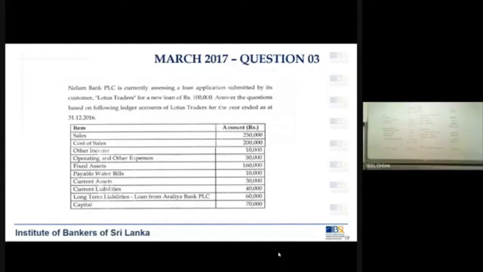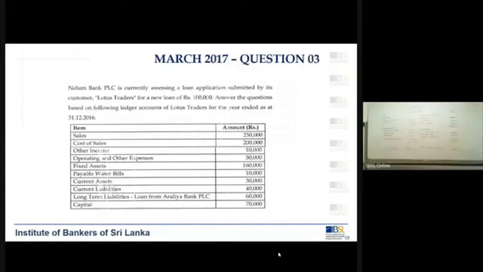Nelum Bank PLC is currently assessing a loan application submitted by its customer, Lotus Traders. So you see, this is what I have been talking about. Now they are saying that Nelum Bank is a bank who is currently assessing a loan application. So Lotus Traders have given a loan application for a new loan of 100,000.